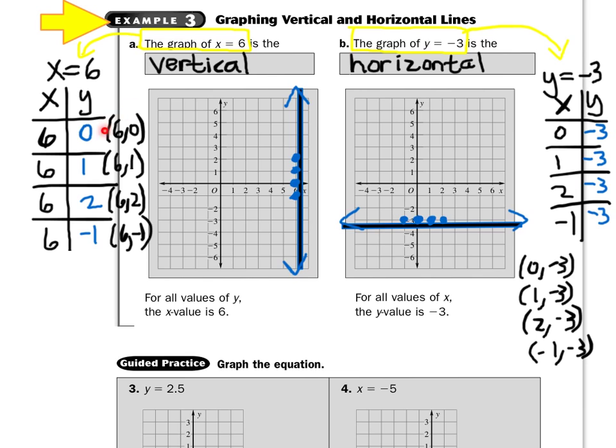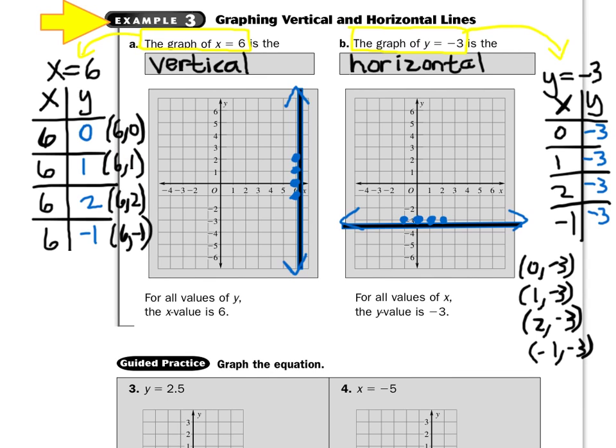All right? And then we graph these points. So we're going to graph 6, 0, 6, 1, 6, 2, and 6, -1. So let's start with 6, 0. Start at the origin, walk to the right 6, and then 0 means you get in the elevator, but you don't go anywhere. So put that point right there, okay, on the x-axis.